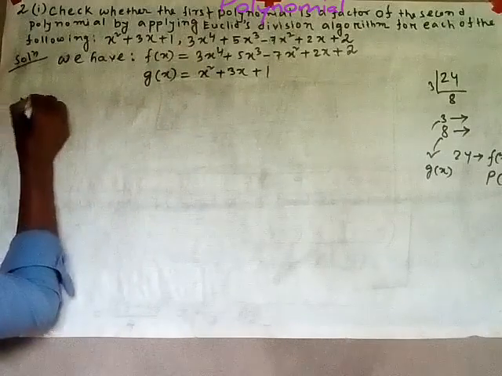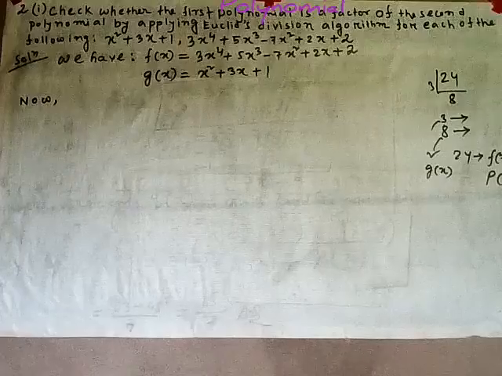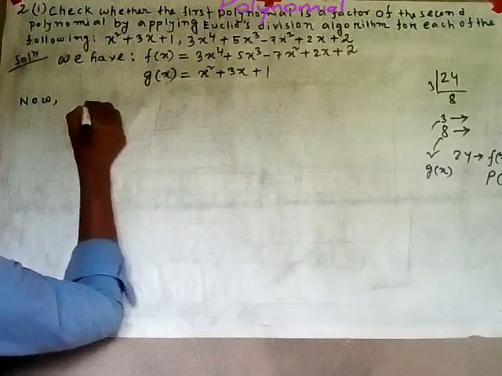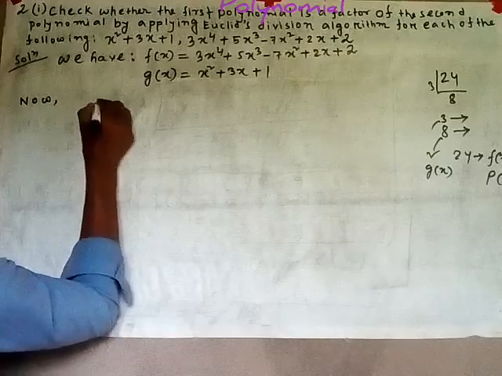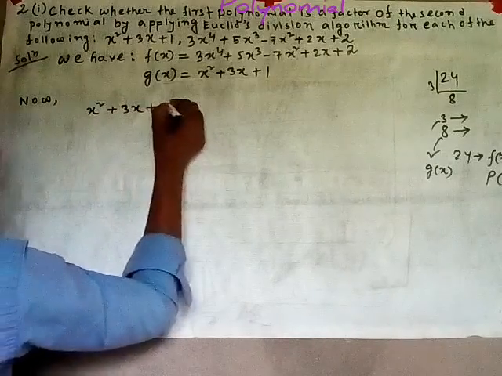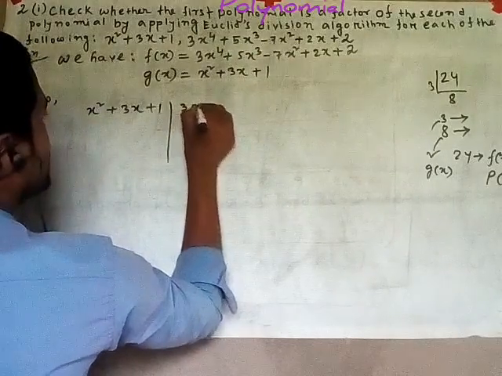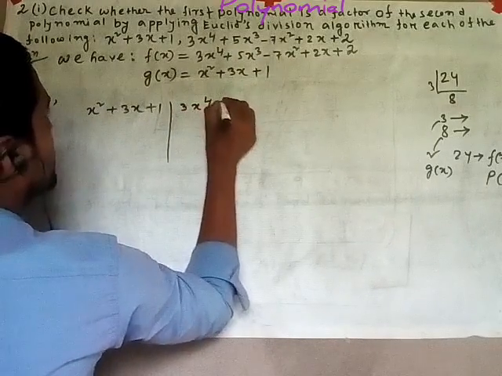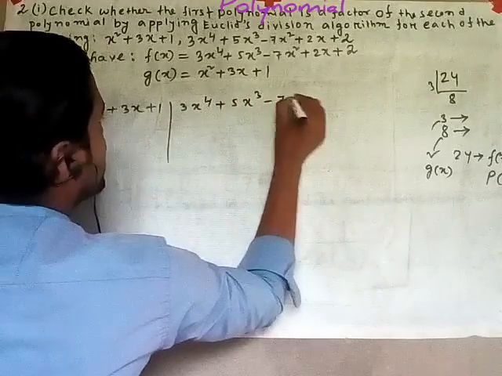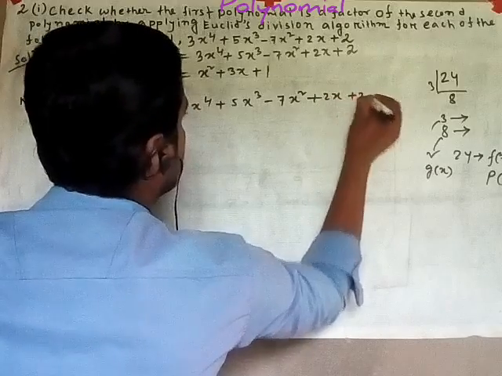Now divide this first of all. x square plus 3x plus 1, with this we have to divide 3x to the power 4 plus 5x cube minus 7x square plus 2x plus 2.